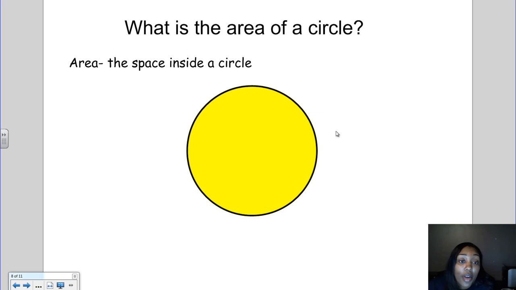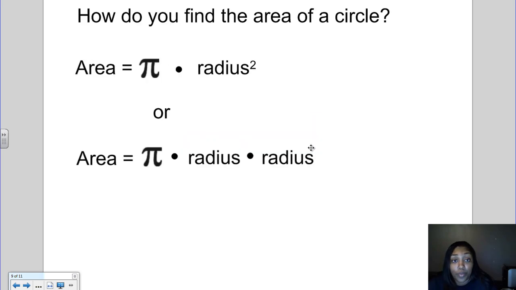Now, what is the area of a circle? Well, the area of a circle is just like the area of any other shape. It's the space inside of the shape. So how do you find the area of a circle? Remember, we talked about how every shape has its own unique area formula. So now what I'm giving you are the formulas that go with a circle. The formula to find the area of a circle is pi times the radius squared, or pi times the radius to the second power. Another way we can write that is pi times the radius times the radius.